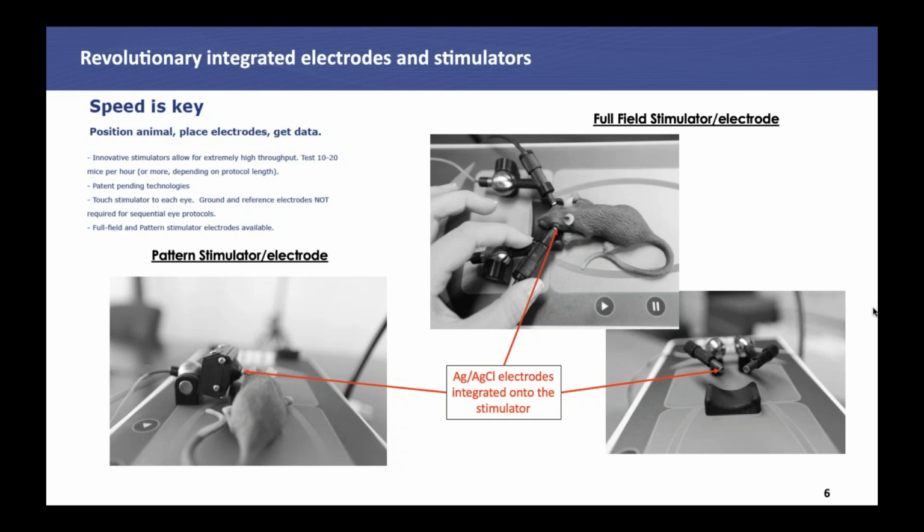So we have both full field, and then over on the left-hand side, a major innovation of Solaris is integrating a pattern stimulator into this same architecture. That's literally, you can think of it as a little TV monitor on the left-hand side. It's an OLED monitor sitting behind the optic and the electrode.